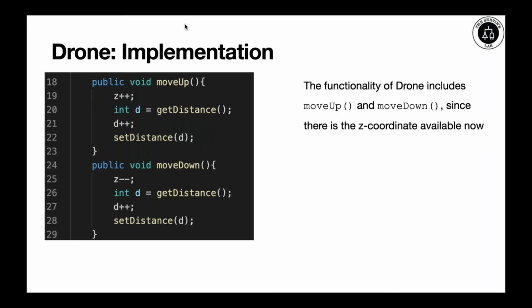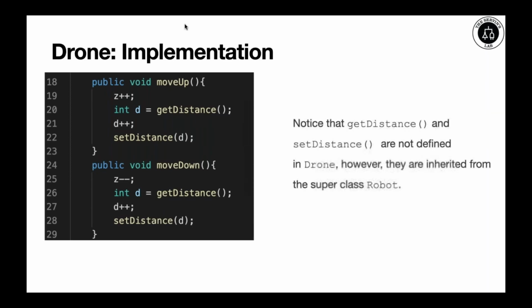We also need to update our distance. We will use a temporary variable called d. In order to set the distance, once we obtain it, we can increase it in both methods and then set it by using the setter setDistance.